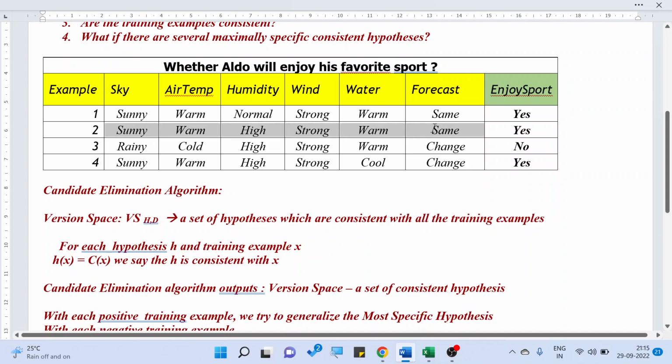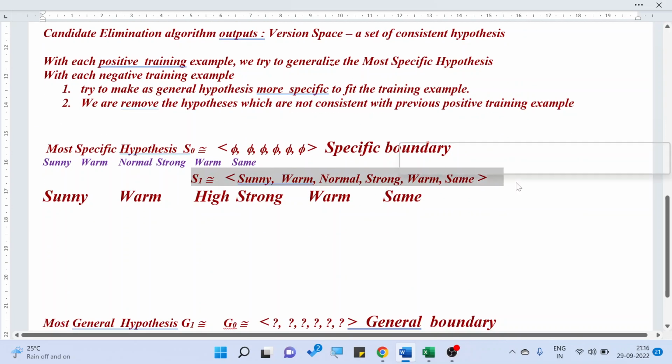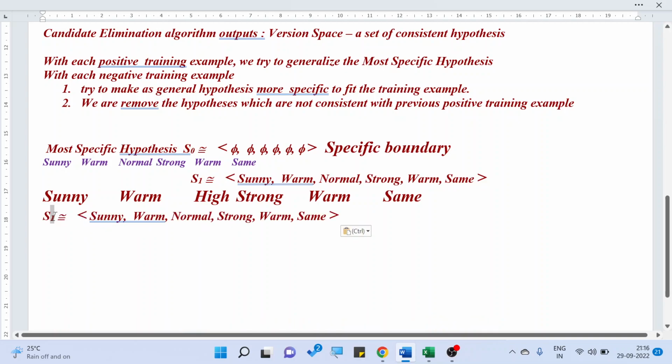What is the second example? Sunny, warm, high, strong, warm, same. That is also another positive example. Now compare S1 and the second training example. So now we will prepare S2. What about S2? S1 says sunny and the training example says sunny, so no modification. It is warm and they are also warm, no need of any modification.